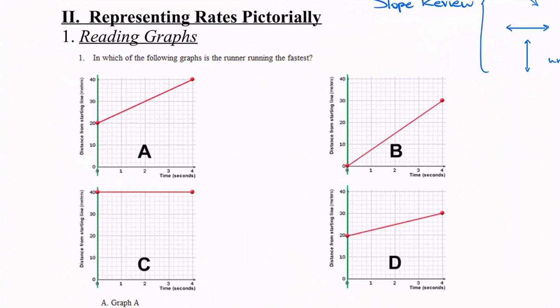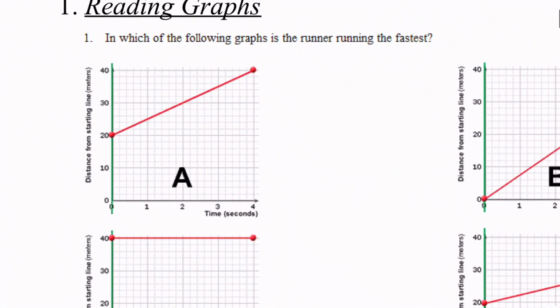So I'm going to zoom into this one here first, graph A, and I can see on my axes I have time, it's measured in seconds, and then on the vertical axis it says distance from the starting line, and it's measured in meters. So this change in the y, in the vertical, that is the change in your distance from the starting line. So if you went from 20 to 40, right, we went up from 20 up to 40. The difference between 20 and 40, that would be 20 meters.